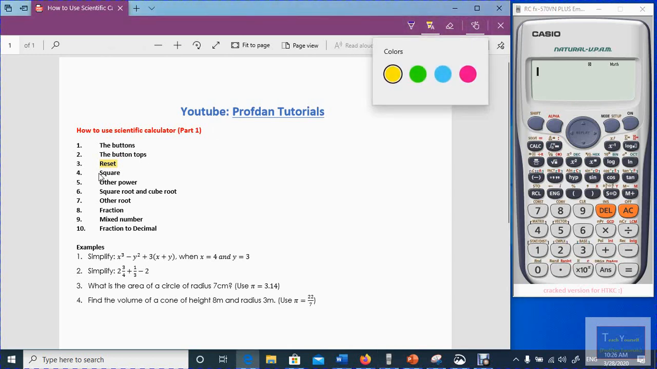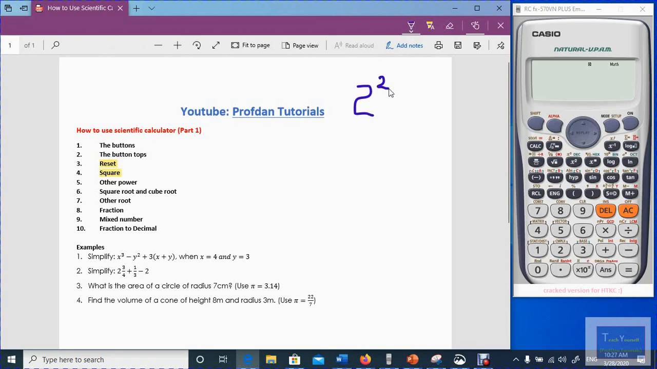Next, we look at square. How do you bring out square on your calculator? Let's say you have 2 squared. How do you write 2 squared? From your calculator, you press the button 2, and then the button that shows x squared, or some call it x power 2. If you press this, it comes on top. It means your x value is 2 in this case. So you have 2 squared. Press equals to get the right answer, and that is 4.